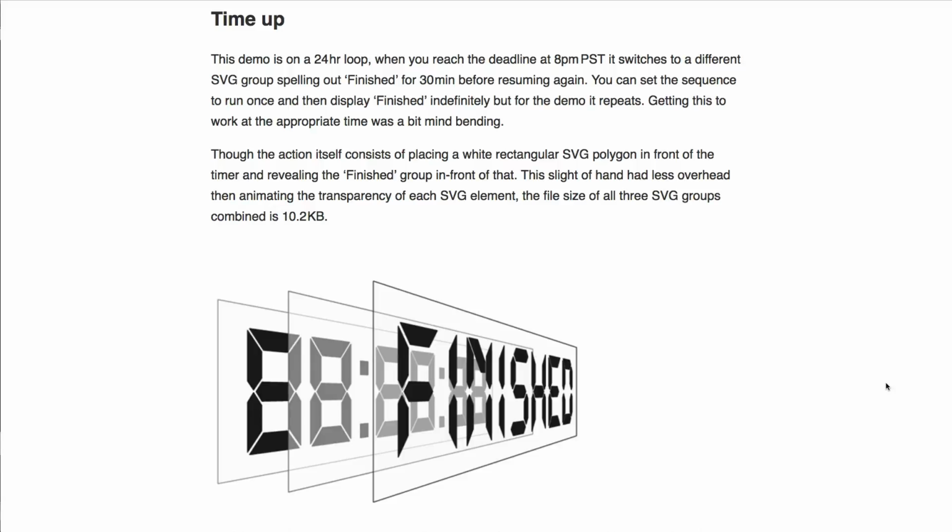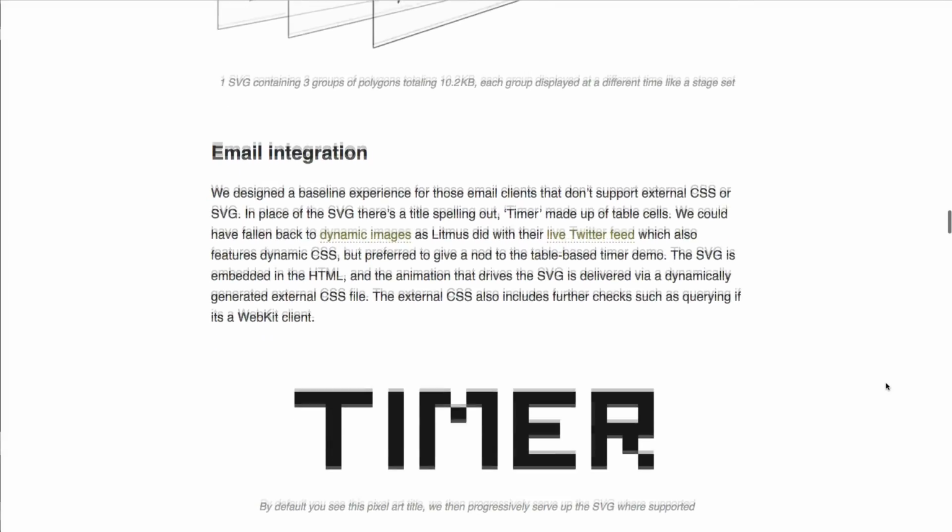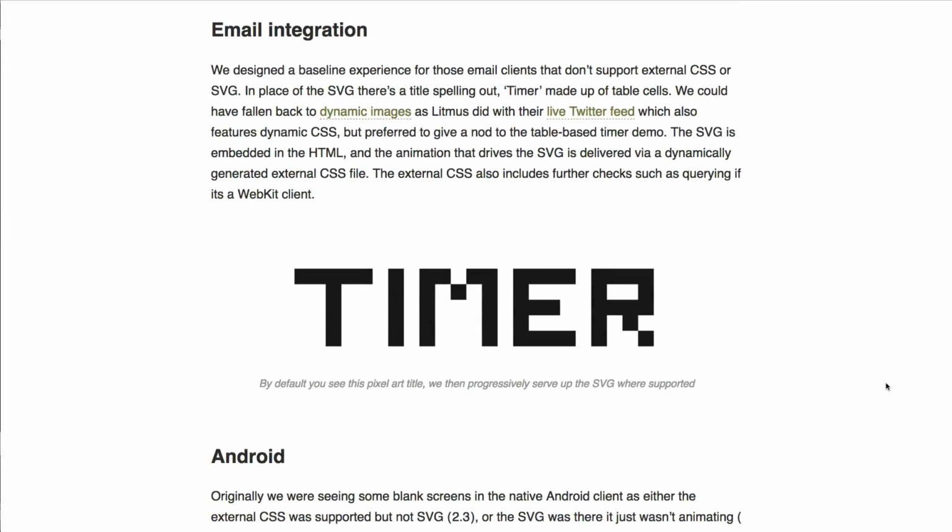But it's pretty cool. She created those 3 different SVGs, and they only added up to 10 kilobytes. Then looking at the fallback state, they could have used dynamic images. I think if you were to do an actual campaign, it's unavoidable to turn to dynamic images for full support, but they just wanted to prototype using only SVG, CSS, and HTML for the most part. So for clients where it wasn't supported, they just showed the word timer, and then progressively enhanced from there.